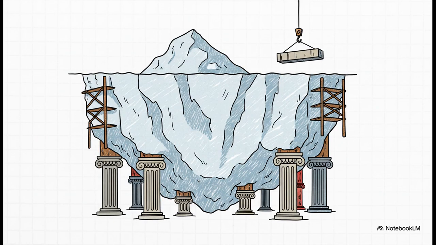All right, so now that we know about this fatal flaw, how do we fix it? How do we build arguments that are basically bulletproof? Well, you have to support not just the visible parts, but that invisible foundation too. You've got to reinforce the entire iceberg.